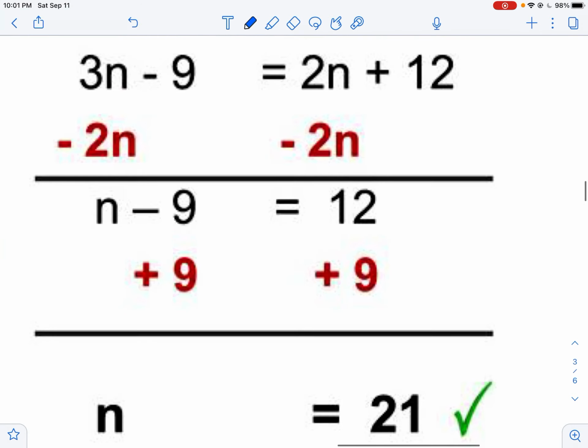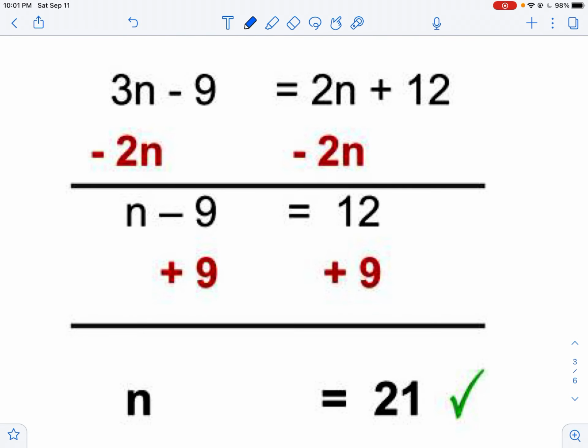Okay, lots of examples of that. If you jump over to this one, it's got a 3n on the left and a 2n on the right. You want those variables together. And this time they chose to put the variables on the left side, or take out the variables on the right. So you take out a positive 2n by subtracting 2n. And make sure you do it on both sides of your equation. 3n minus 2n is just n.